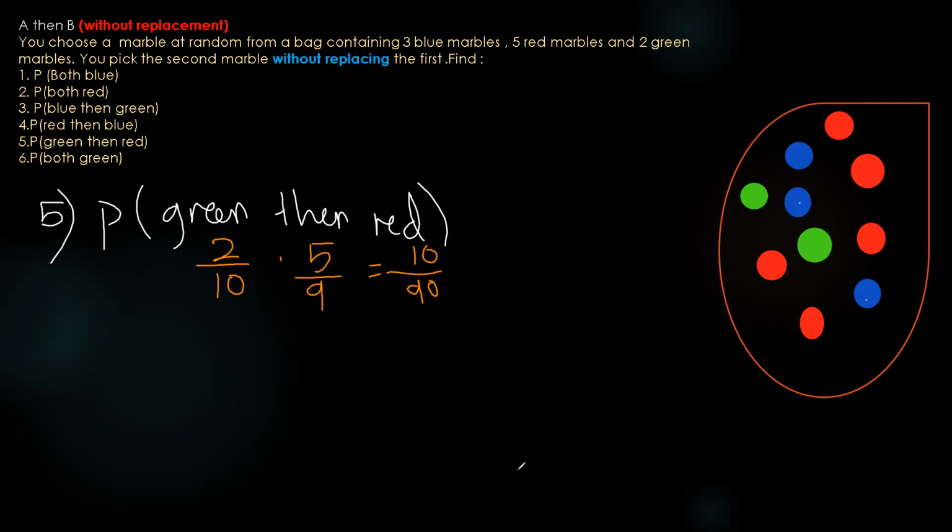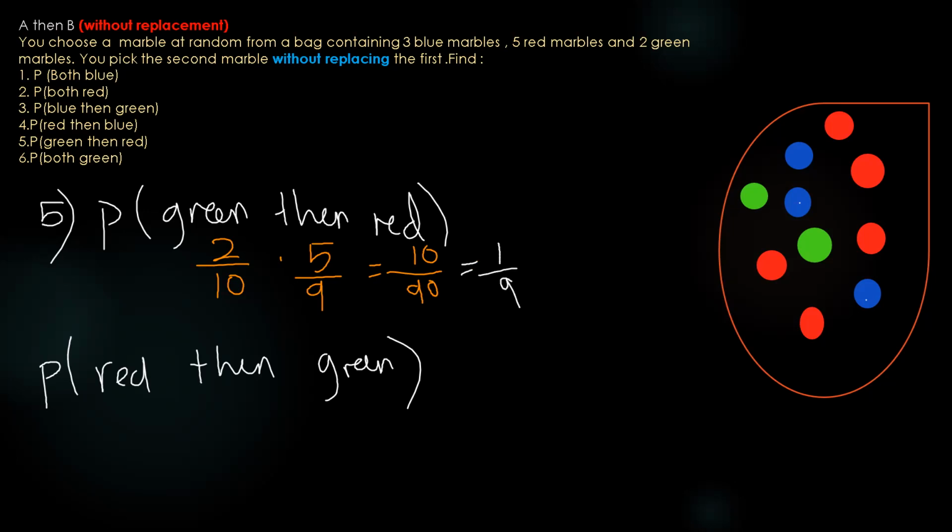Now, if we have the probability of red, then the green, shall we get the same answer? Let's see. So green, then red, without replacement, we have the probability as 10 over 90, or we can say 1 over 9.